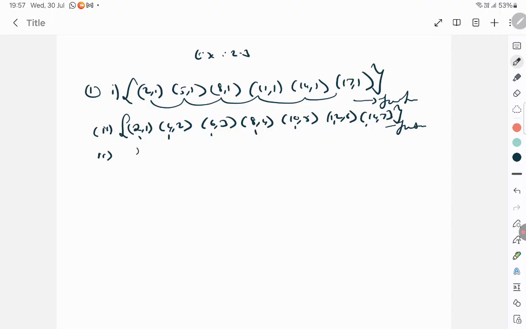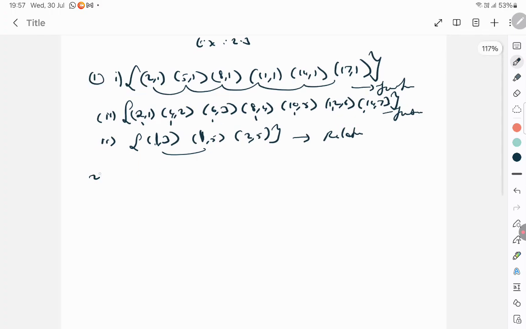So let's go to the third sum. It is (1,3), (1,5), (2,5). It's definitely not a function. It's only a relation because the first element of the ordered pair, 1, is occurring twice. So then that's about the first sum. Let's go to the second question.